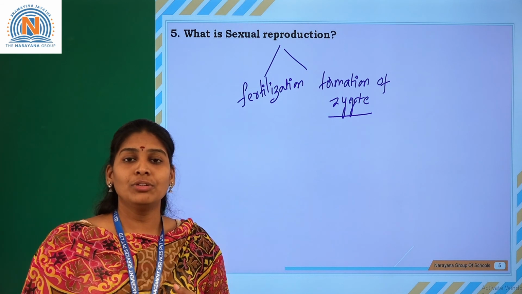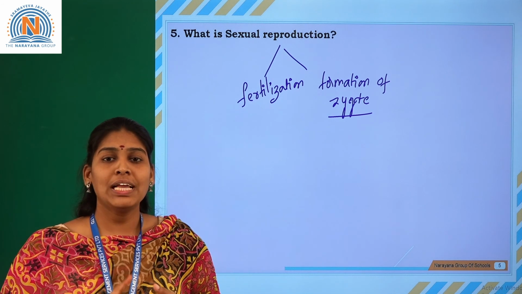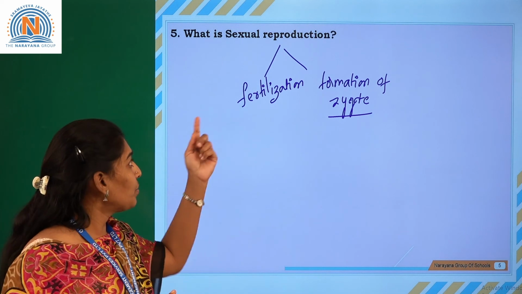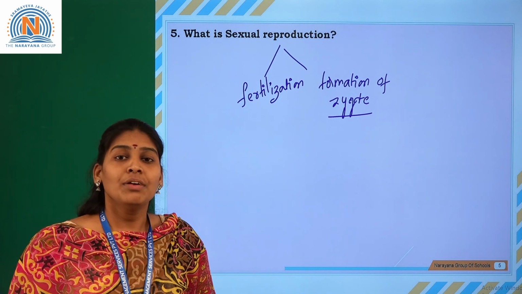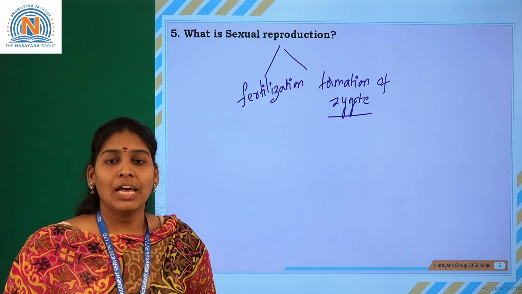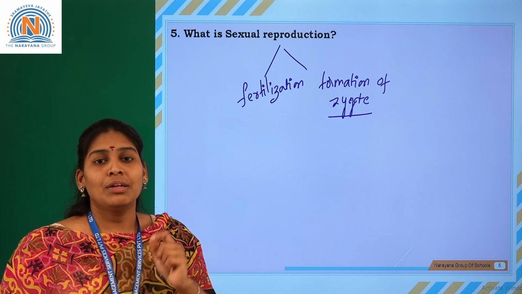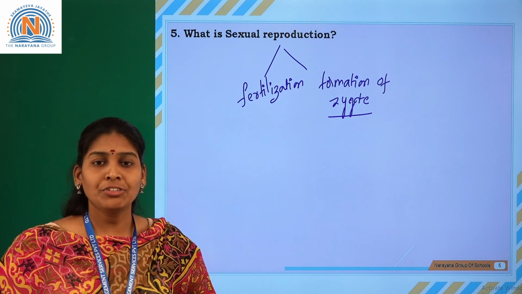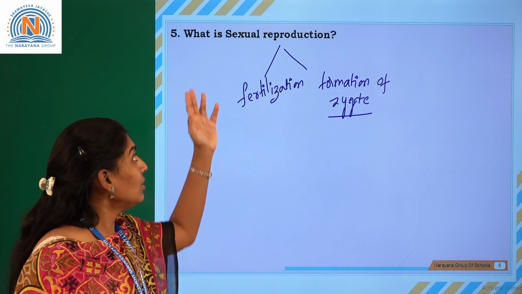Sexual reproduction involves the fusion of male gametes and female gametes, which is called fertilization, whereas the formation of a zygote, after the fusion, is the formation of a single cell, which is called the zygote. This is what sexual reproduction includes.